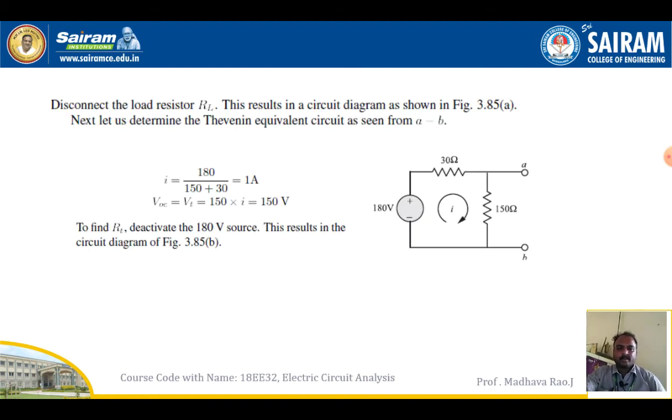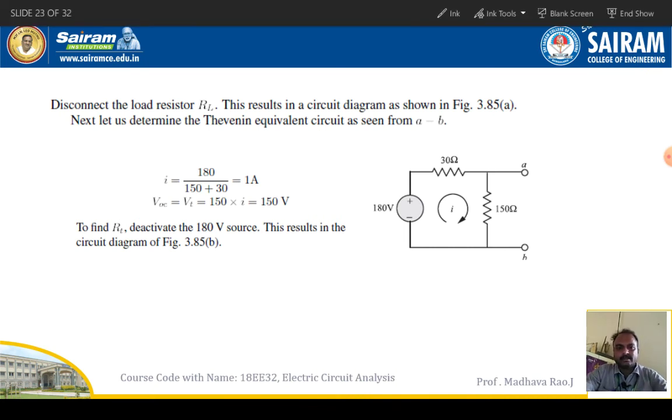So here VOC we have to find out. How will we find it? Remove the RL terminal, then apply KVL to the loop. So 180 by 180, 1 ampere we will get. VOC means the voltage across the 150 ohm resistance, I into R. So VOC or VAB is equal to 1 into 150, that is equal to 150 volts. So that is written here. The voltage across these two terminals is equal to 150 volts.